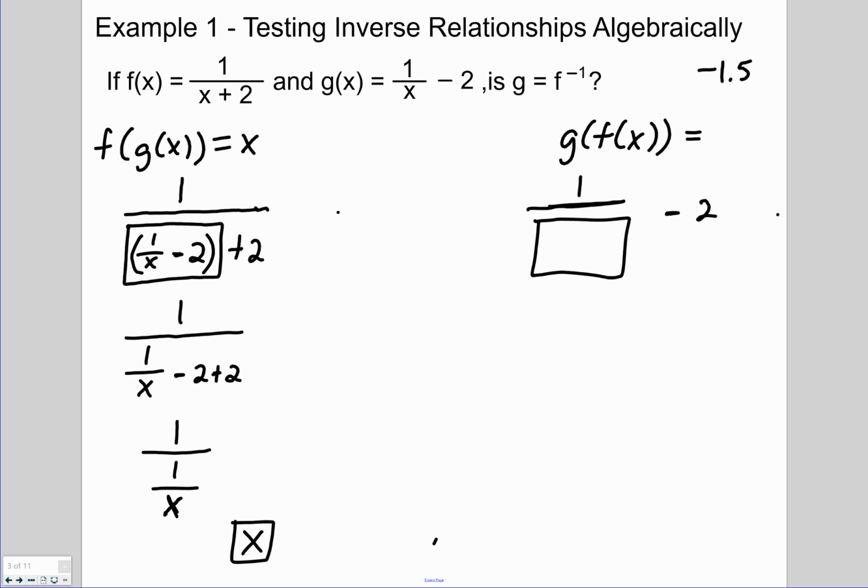And in the box, I'm going to put 1 over x plus 2. And we just proved that 1 over something is something. So I'm just going to write down x plus 2. But don't forget what was out here that needs to come down. So it's x. Yay! So then is g of f of x, x?